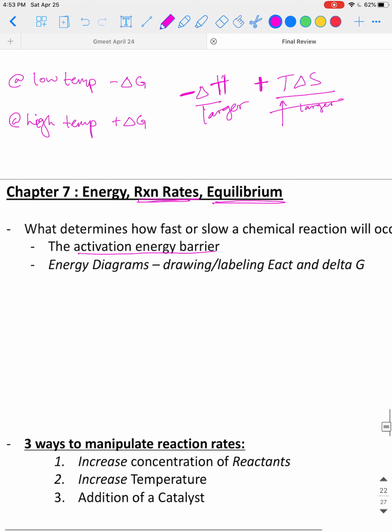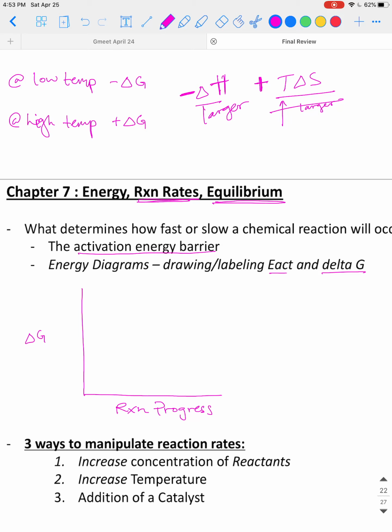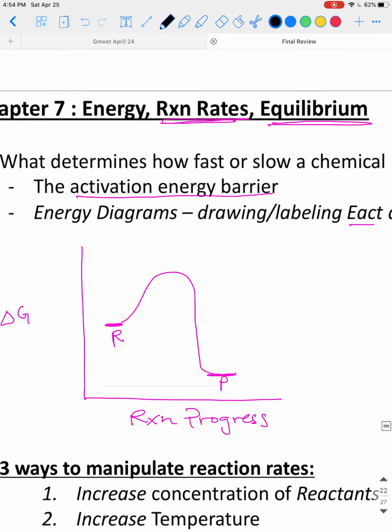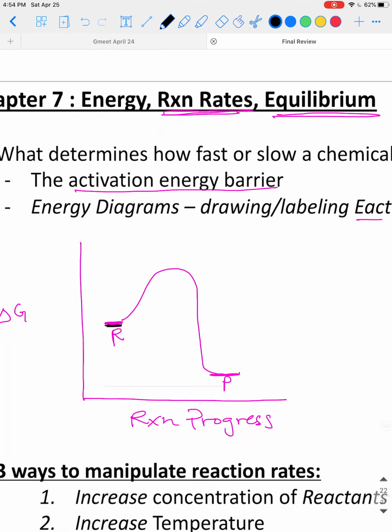Okay, what is that? Well, if you remember, we drew energy diagrams, and you will need to be able to draw and label an energy diagram and the activation energy and delta G on those diagrams. Here is an energy diagram. We have the reaction progress on the x-axis, and delta G, change in free energy, on the y-axis. So if we have a reaction that looks like this, let's say here's the energy level of the reactants. They have this much energy, and this is what the rest of the reaction looks like. And so here would be the energy level of our products.